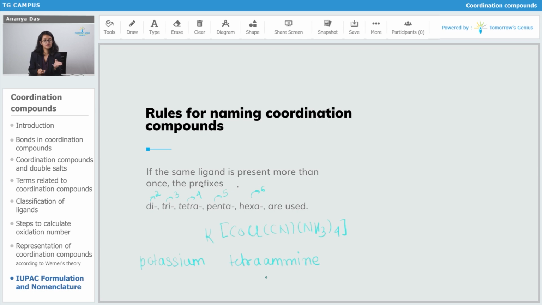So, it will be tetra. In tetra there is an A, so it ends with A. Amine starts with an A. So, there is an A. Tetraamine. Then we have only one chlorine. So, tetraamine chloro. And we have only one cyano. So, tetraamine chlorocyano, and then we write the name of the metal. Now, notice there is no space at all between any of the names of the ligands.